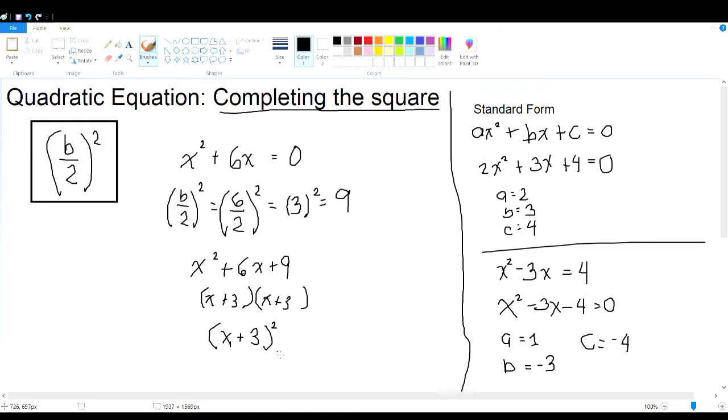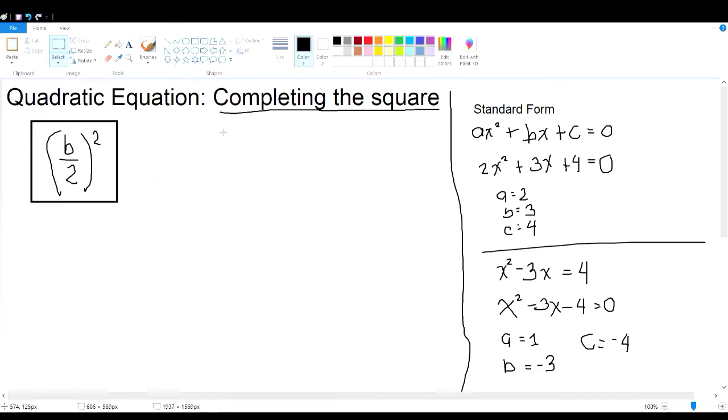That's the purpose of completing the square. It makes your quadratic equation a perfect square factor. Now, how will you use the quadratic equation by completing the square in finding the value of x? For example, x squared plus 10x minus 4 is equal to 0.